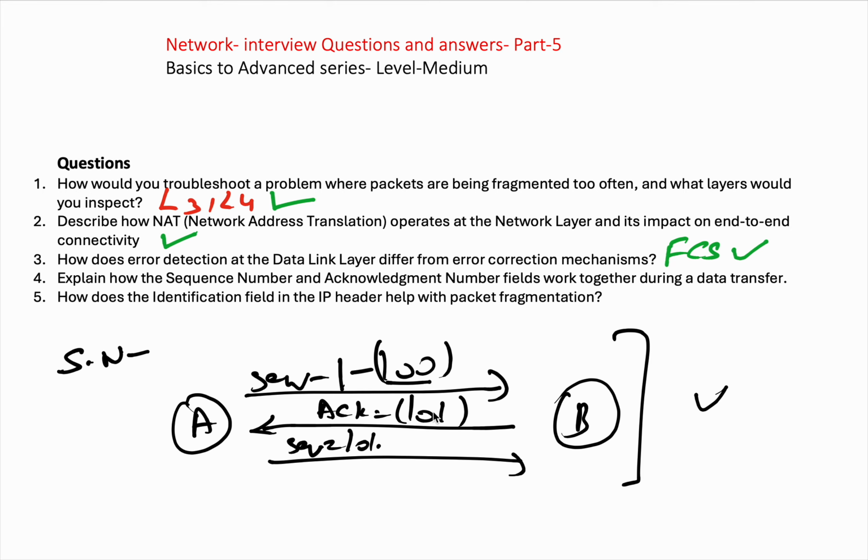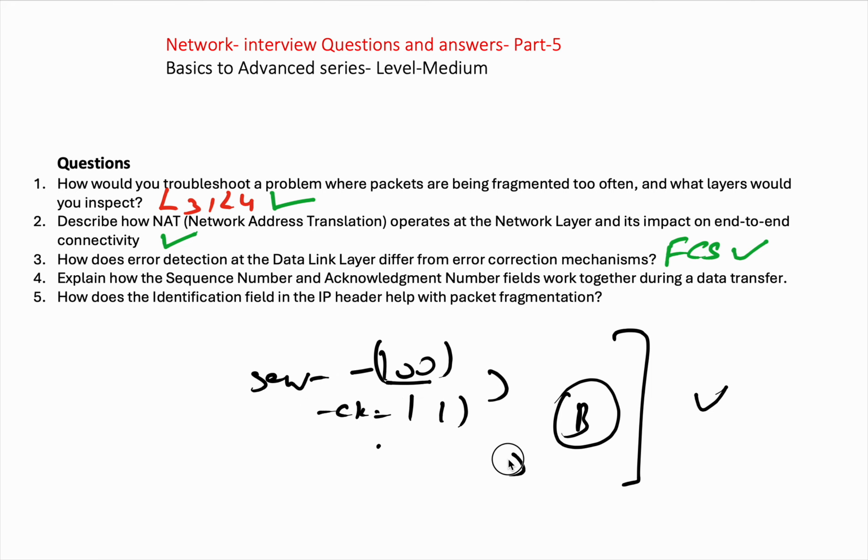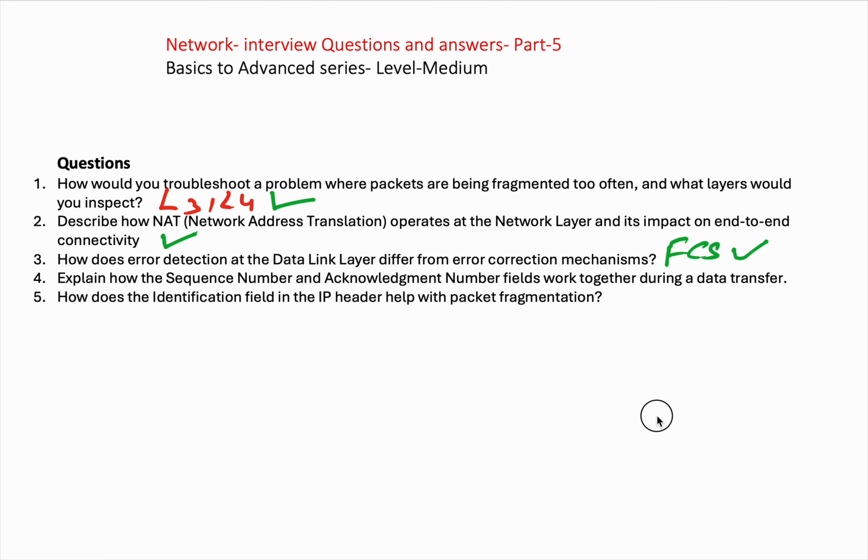If you have paid 100, it will say 101. If you want to pay next, it should be 101. So this is how the sequence number and acknowledgement number work. Again, very simple. If you know about the TCP handshake, it's again pretty easy. So this was a very small question. I hope this was clear.